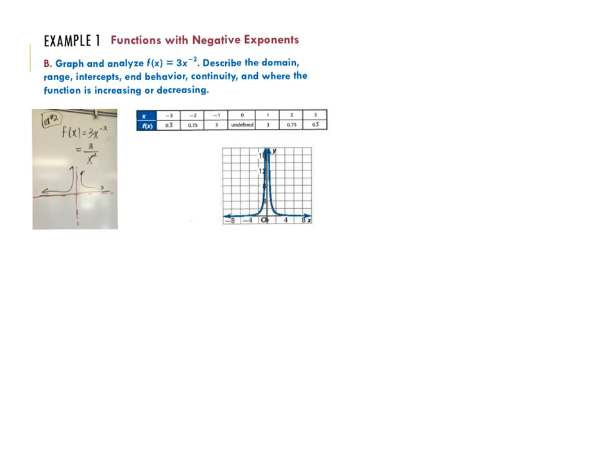In this example, we have a function with a negative exponent. It's no big deal, really. Just go ahead and graph it in your graphing calculator just like you normally would. You can either leave it like this, or you can enter it like this. And you should get a graph that looks something like what's shown. So once you have it graphed, now we're going to take a look at all the important stuff.